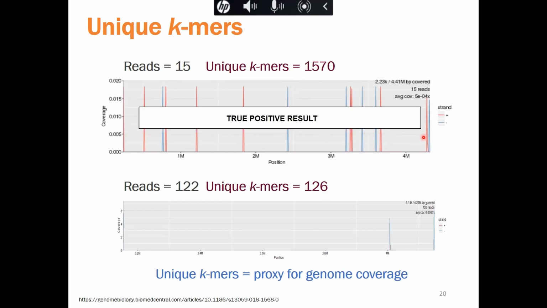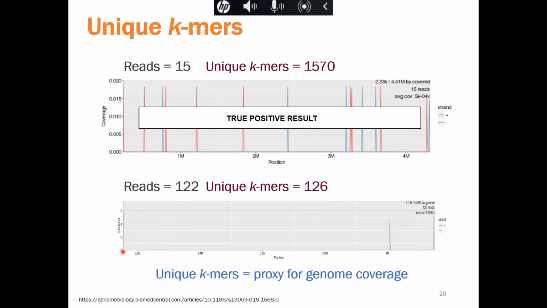Now, if we take a look at the bottom figure, we can see here we have a higher number of reads and a lower number of unique k-mers. Now, this would suggest a possible false positive identification, as these reads are more likely to be concentrated in a single location or very few locations in the genome, which we can see here looking at the realignment that we do.